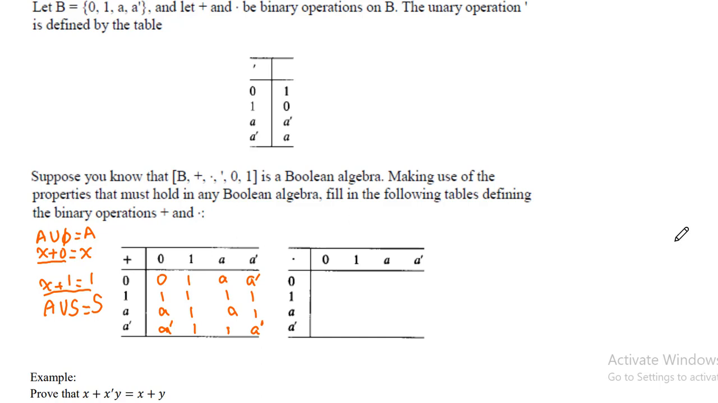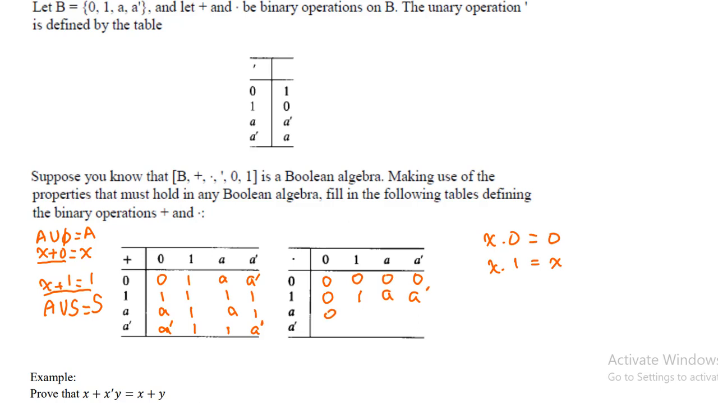Similarly here, we have a dot. Same table, but dot. So let's see what we know. x dot 0 is 0, the identity. And then x dot 1 is x. And the complement. Okay, so now if you do 0 dot 0, you get 0. That 0 is always 0. And 1 dot 0 is 0. 1 dot 1 is 1. 1 dot A is A. 1 dot A not is A not. And A dot 0 is 0.